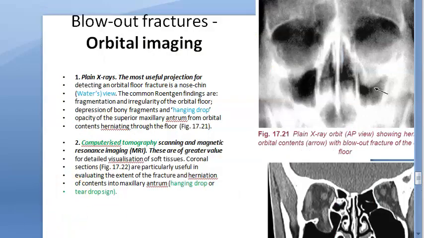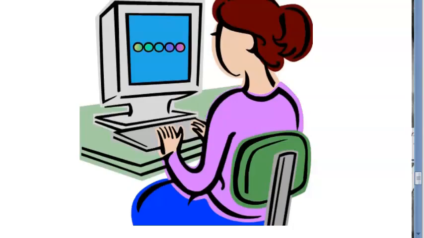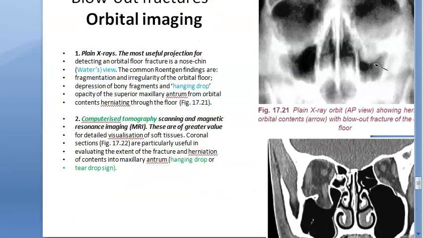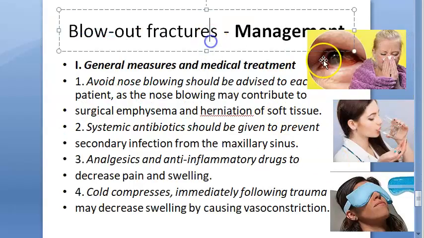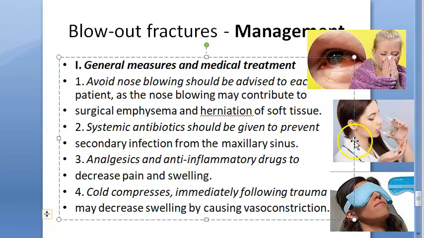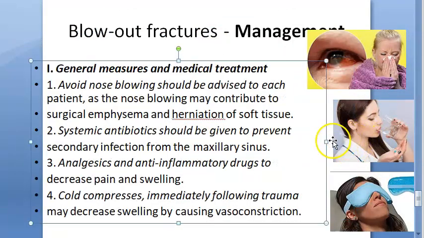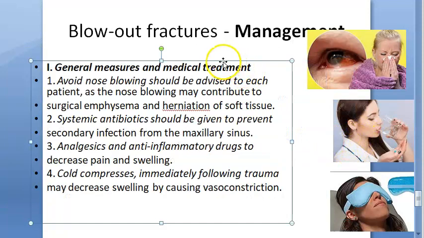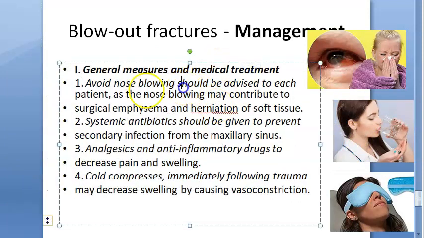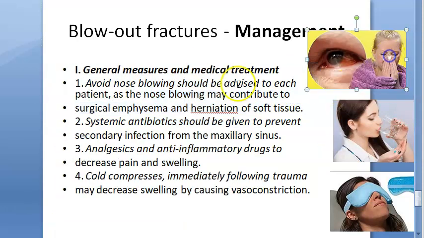Okay. So imaging done. What next? Treatment. Let's look at the treatment. Management. General measures: what people should do. They should avoid blowing the nose, as nose blowing may contribute to surgical emphysema and herniation of soft tissue. So don't blow the nose. That one.